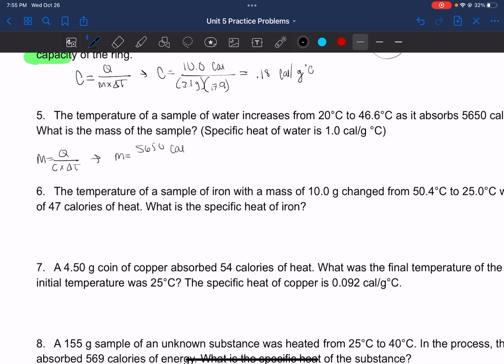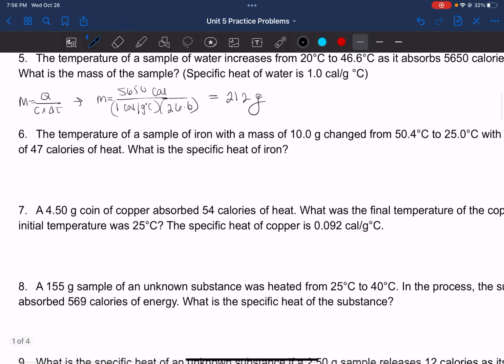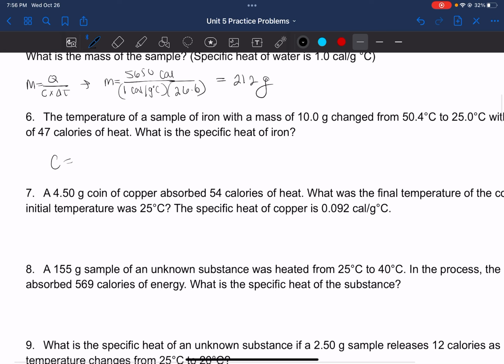5650 cal over 1 cal per gram degree Celsius times 26.6. We just put that in our calculator, 5650, and then just divide that by 26.6 because 1 doesn't amount to anything. And that should get us around 212 grams. Okay. Specific heat. Just remember C equals Q over mass times delta T.